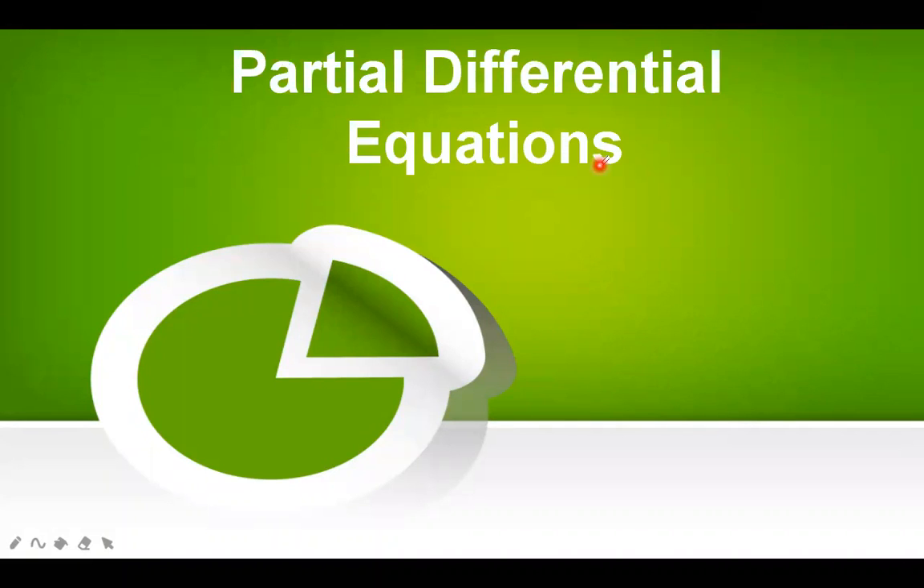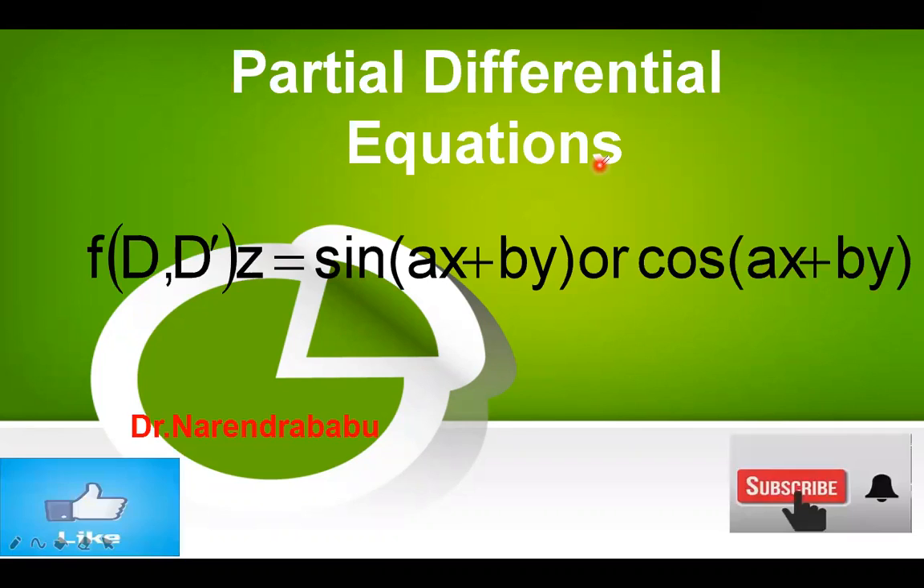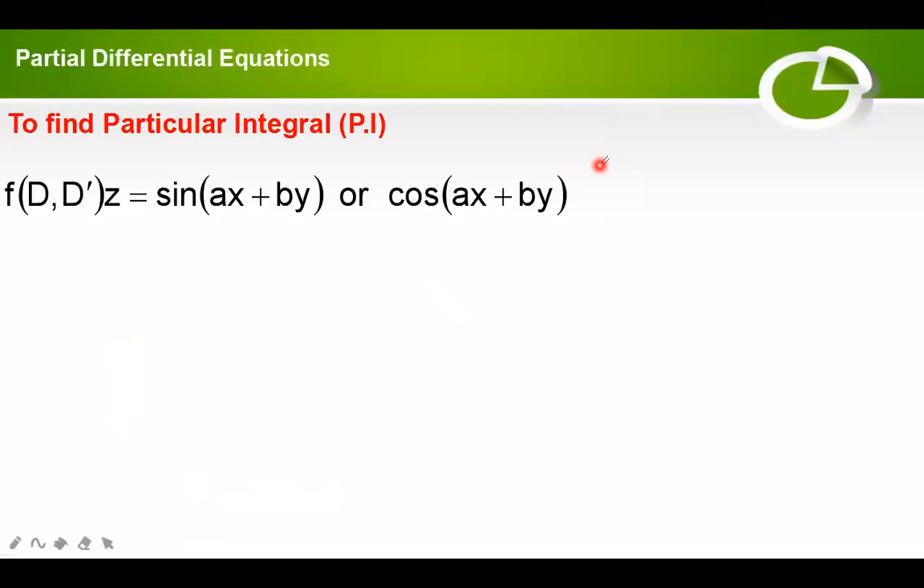Hi friends, we are continuing the lecture on partial differential equations. In this lecture, we will study how to find the solution of a linear partial differential equation with constant coefficients in case of either sine or cos. So this is the general form: f of D, D dash of z equal to either sine or cos.